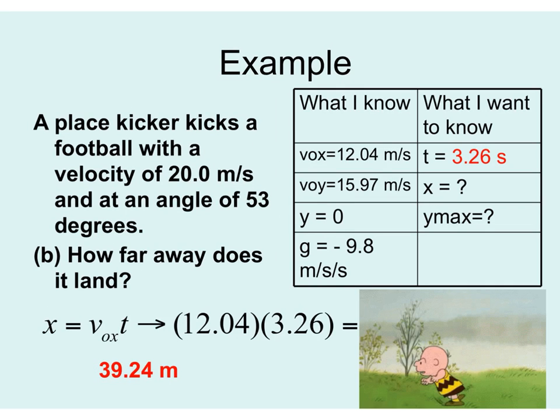That allows us to move ahead and to determine how far away the ball landed. To do this, we're going to take our horizontal velocity times our time. Our horizontal velocity we calculated on a previous slide as 12.04 meters per second. We're going to place that in right here. We also just calculated our time as being 3.26 seconds. We're going to multiply this out, and so we have a distance of 39.24 meters as how far away the ball landed.